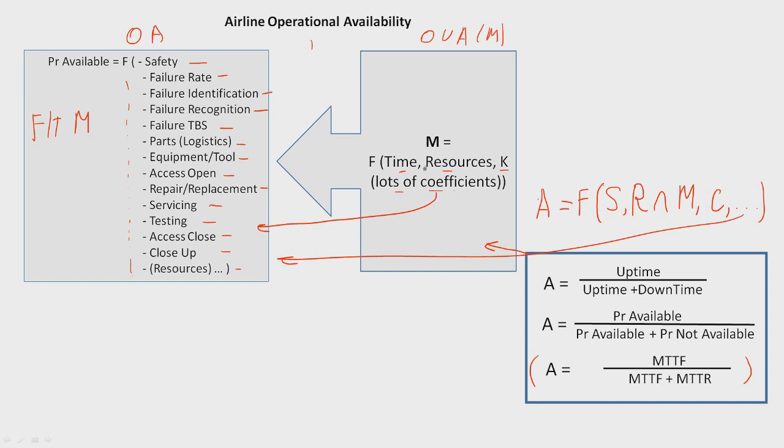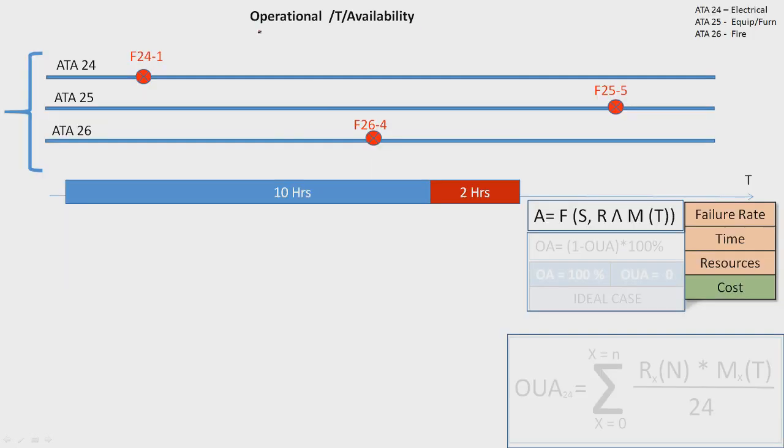Let's move to the next slide and calculate operational technical availability on system level. Here we have 3 systems: 8824, 8825, and 8826. 8824 is the electrical system, 8825 is the equipment furnishing system, and 8826 is the fire protection system.